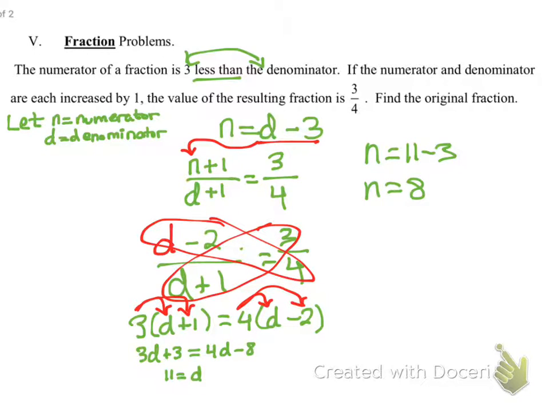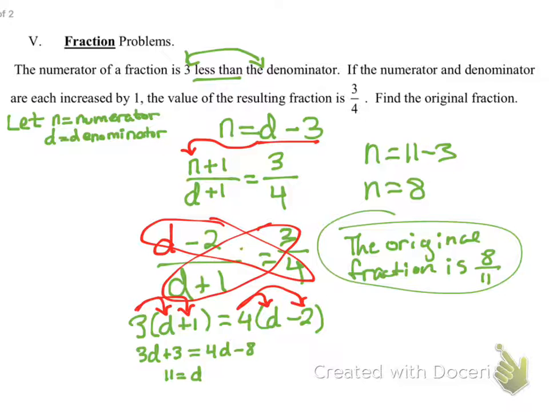I'm going to write that as a sentence. Let's think about that. The first sentence says, the numerator is 3 less than the denominator. 8 is 3 less than 11. Okay, that works. I'm going to put a check over that first sentence.